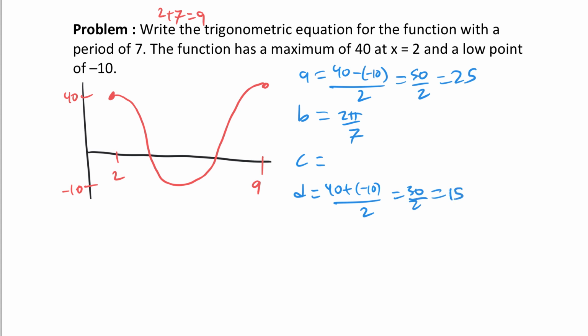Now for C, because the graph doesn't start at the beginning, right? If the graph started here and went down, then we'd be good. But unfortunately, it starts a little bit offset. But that's okay, because this time we can actually use that C. This is the beginning of the graph. And so we can imagine the graph has been translated 2 units to the right. So C would just be 2. That gives us y equals 25 cos, big bracket, 2 pi over 7, little bracket, x minus 2, plus 15.